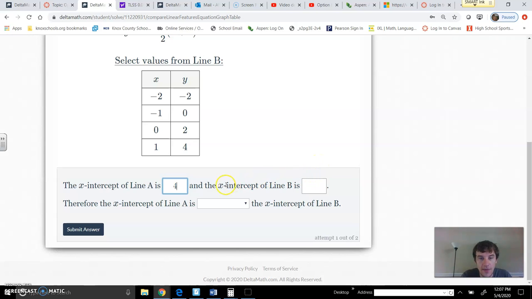Now it's asking for the x-intercept of line B, and this one's a little easier because they give you a table. And the x-intercept, when the y is 0, it looks like it's -1 there. So now it says, therefore, the x-intercept of line A, would that be less than, greater than, or the same? So which one is the larger value? So it looks like the one from A is 4, the one from B is -1. That value is greater than.